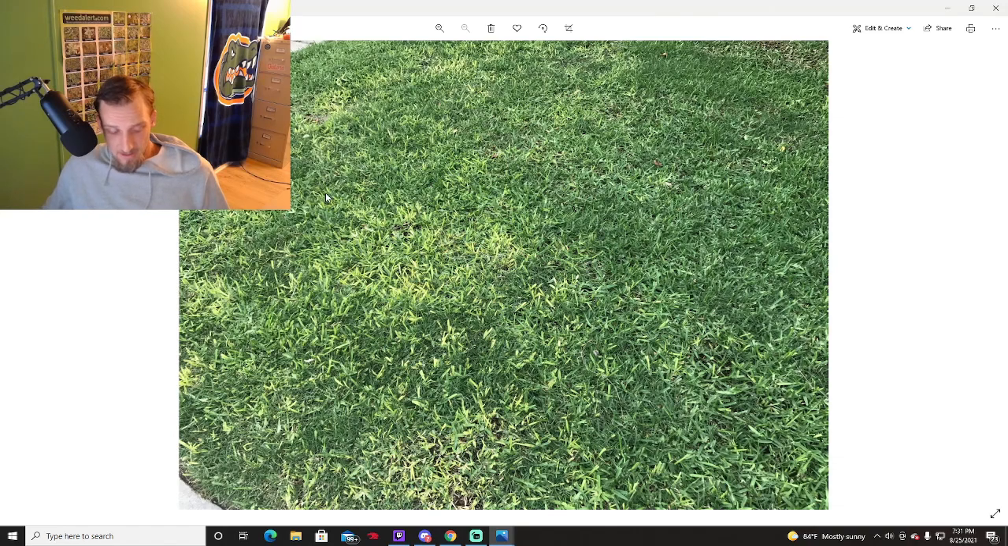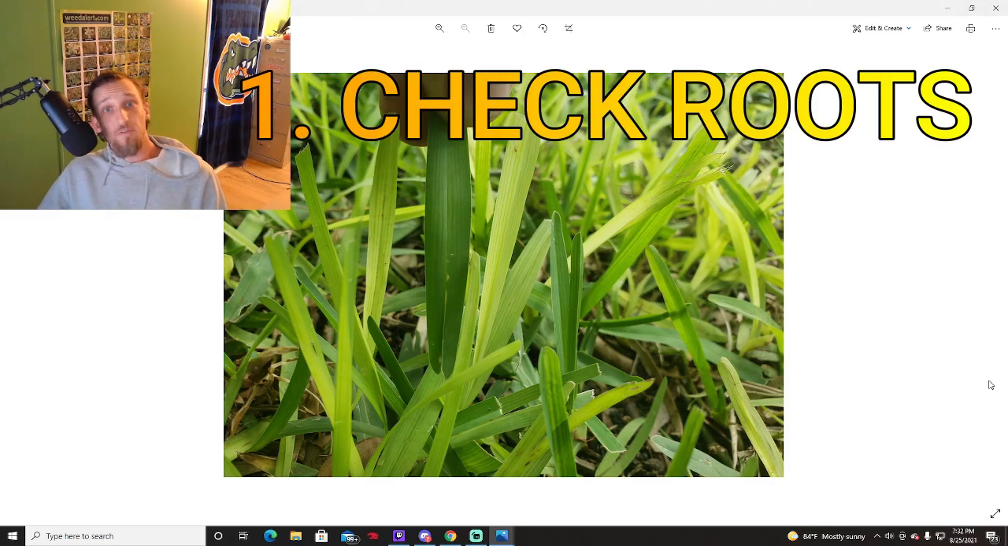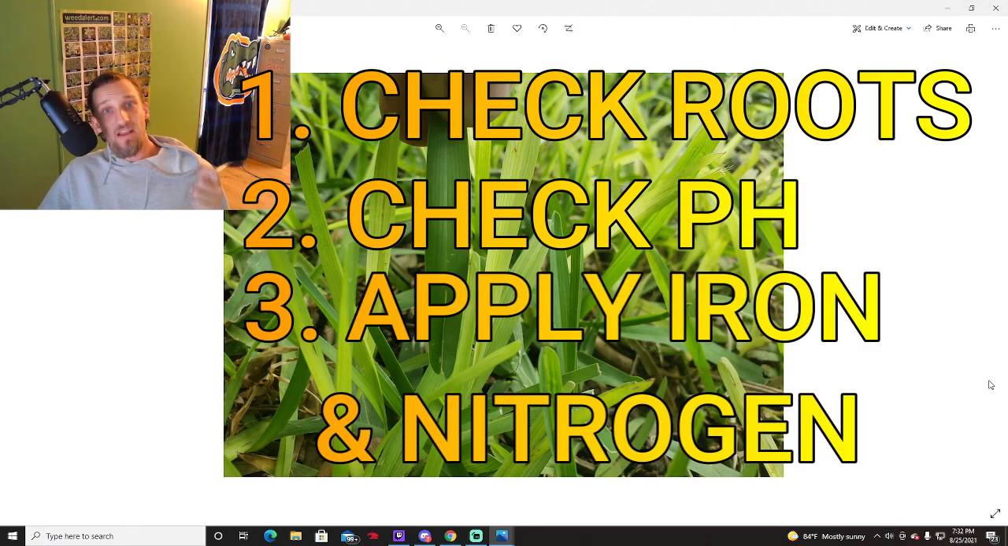Applying pre-emergents to a very thatchy lawn can do some damage to the roots and cause a lot of yellowing like we're seeing here. Those are the main reasons why your grass can be yellowing if your turf is still fairly thick. My biggest recommendation would be to check the roots first. If the roots are healthy, check the pH, and then if that's okay, apply iron and nitrogen.